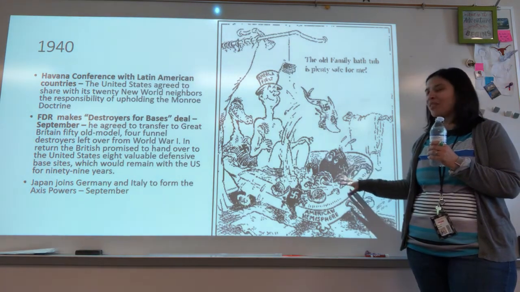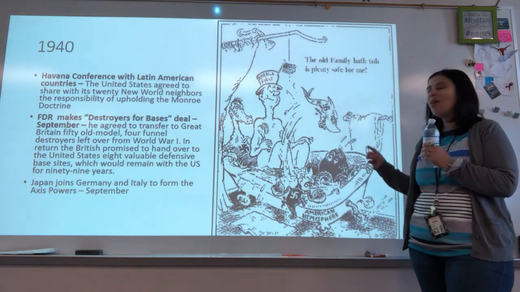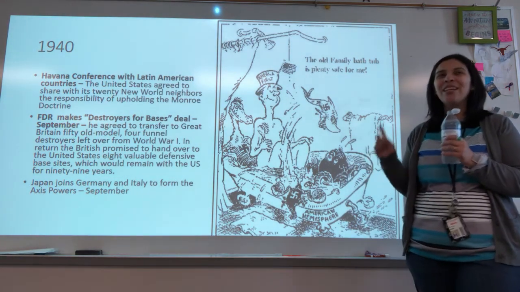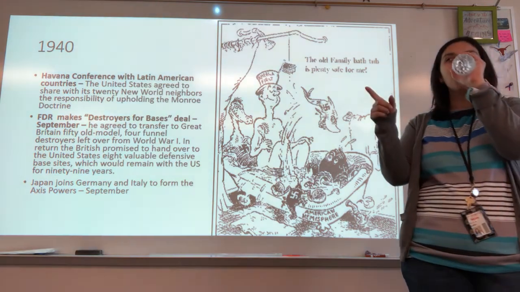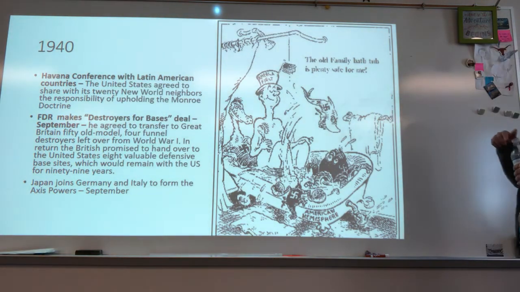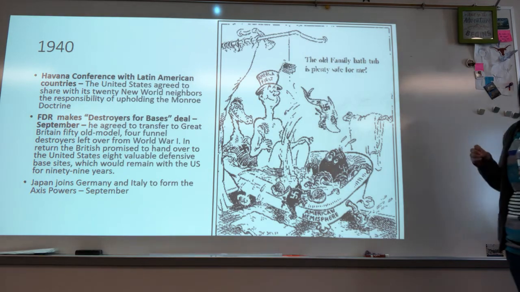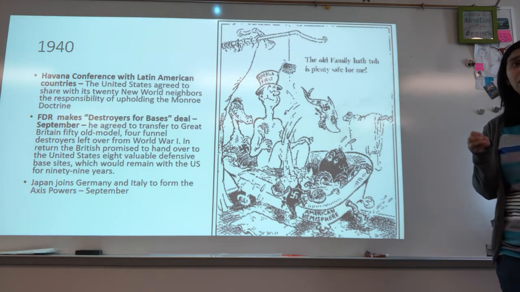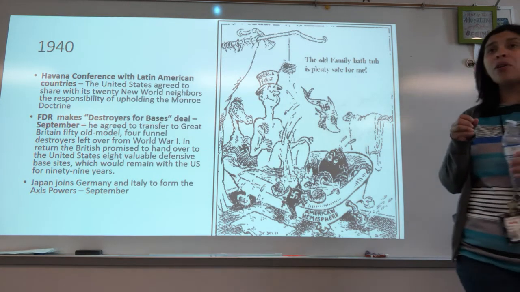what are these supposed to represent? You're like, oh, an octopus, oh, an alligator. What are they supposed to represent that's in the ocean that is German? The U-boats. U-boats and submarines. So this guy was like, the old family bathtub is plenty safe for me. Really, are the waters safe? No. And so the U.S. is going to create some false realities for themselves, trying to say that the waters will be safe.